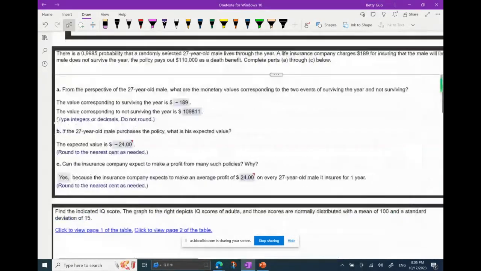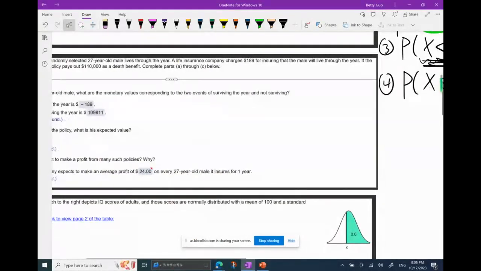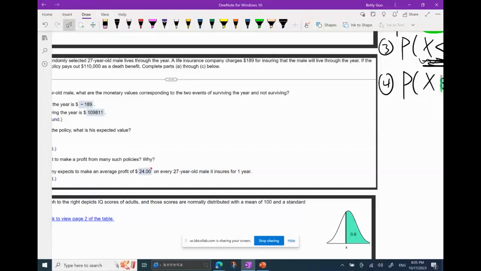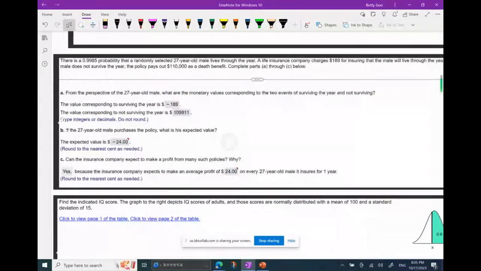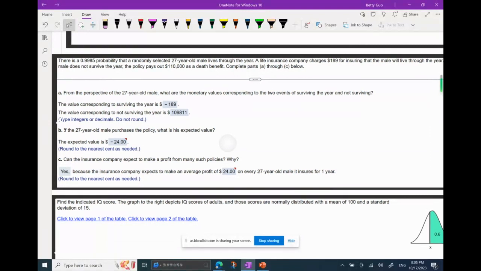Okay, let's see the third question. Let's read it. There is a 0.9985 probability that a randomly selected 27-year-old male lives through the year. A life insurance company charges $189 for insuring that the male will live through the year. Very likely, almost, right? He is very young. If the male does not survive the year, the policy pays out $110,000 as a death benefit. Complete part A through part C.